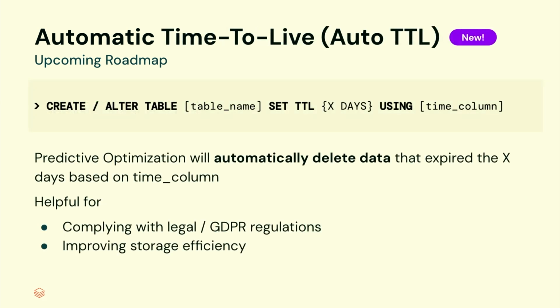Moreover, we're excited to announce that we'll be launching a new capability, automatic time to live. By telling us the desired time to live for your data set with the setTTL command, predictive optimization will automatically delete the data that has expired after the days specified in the time column. This is super helpful for making sure that your data is compliant with legal and GDPR regulations, and also improving your storage cost efficiencies. So stay tuned for our private preview in August.